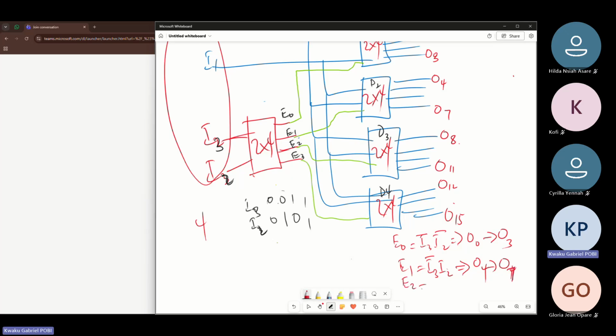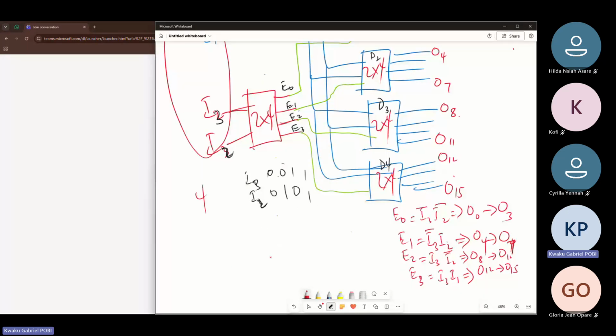And then when E2 is also activated, which is I3, I2 bar, which is 10, it means O8 all the way towards O11 will be activated. And when E3 is also activated, which is I3, I2, it means that O12 all the way to O15 will be activated.